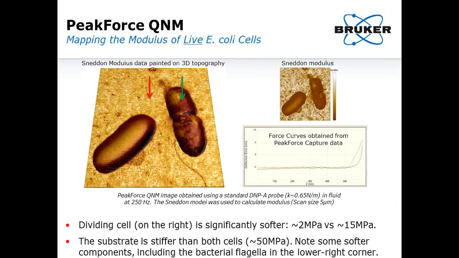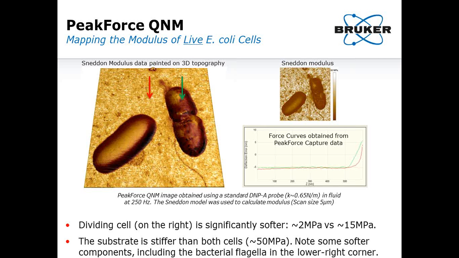Here we conducted PeakForce QNM studies of live E. coli cells. The image on the left is a three-dimensional topography image with the color scale representing the measured Young's modulus, with lighter colors representing higher modulus values. We can see that the cell on the right is in the process of dividing during imaging. And looking at the measured Young's modulus, we see that this dividing cell is much softer than the single cell on the left, having an average modulus of about 2 megapascal versus about 15 megapascal for the single cell.